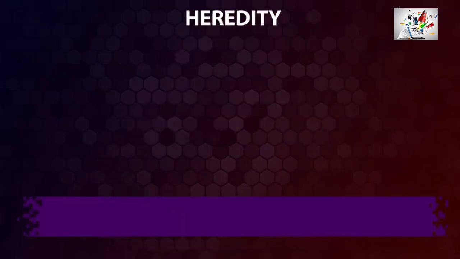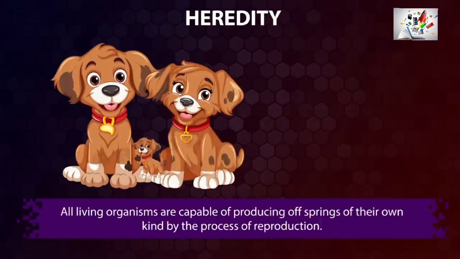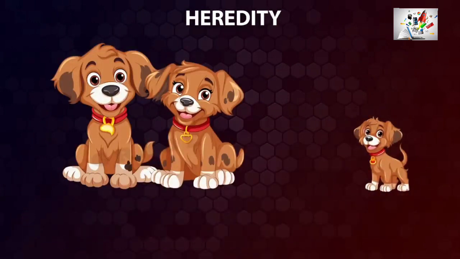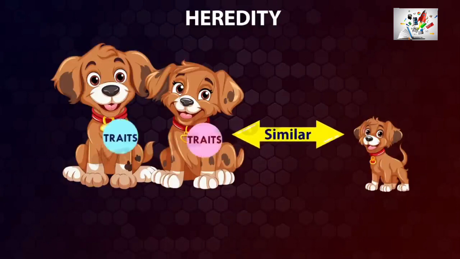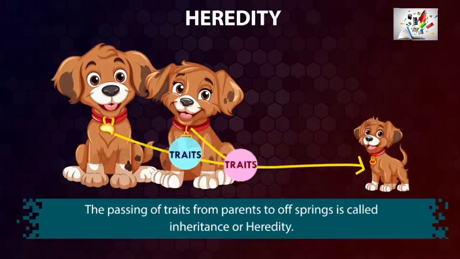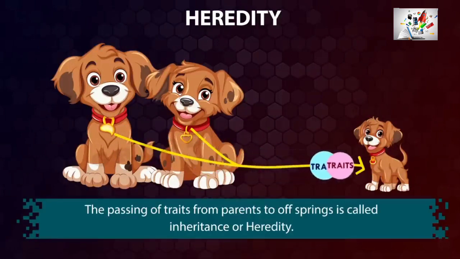Heredity. All living organisms are capable of producing offspring of their own kind by the process of reproduction. The offspring are similar to their parents because the characters or traits of the parents are transferred to the offspring during the process of reproduction. This passing of traits from parents to offspring is called inheritance or heredity.